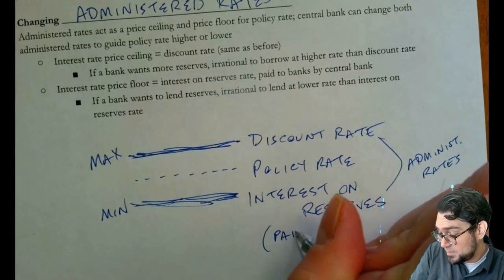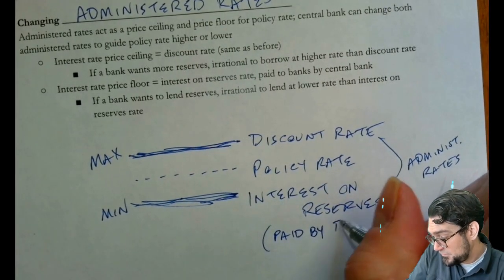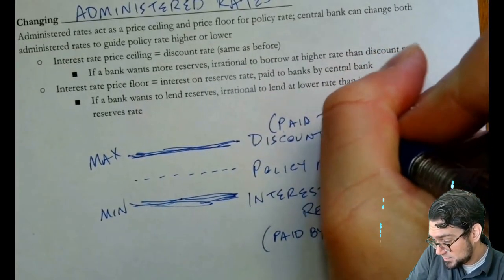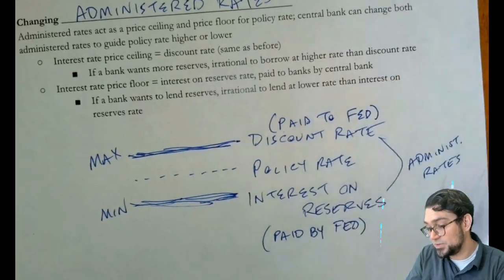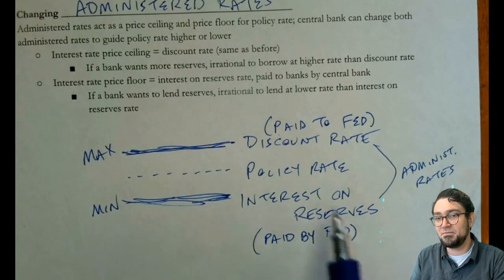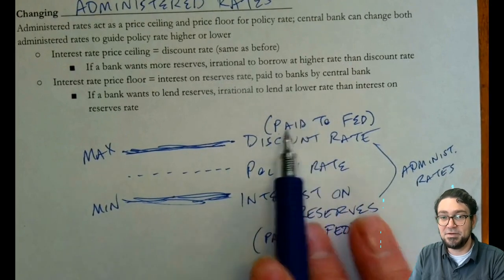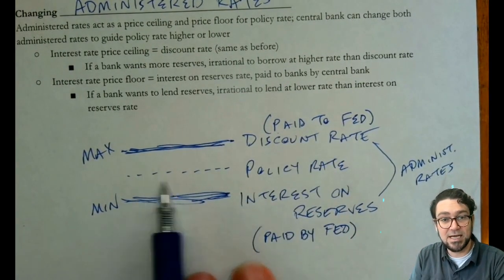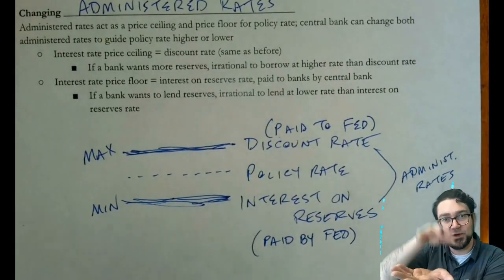So this is paid by the Fed, and this one's paid to the Fed, is a way to think through that one, right? Paid to the Fed, paid by the Fed. And so if I have reserves, I'm not going to lend them for less than this interest rate. And if I want to borrow them, I'm not going to pay more than that interest rate. And that actually allows this policy rate to basically float in between these two.